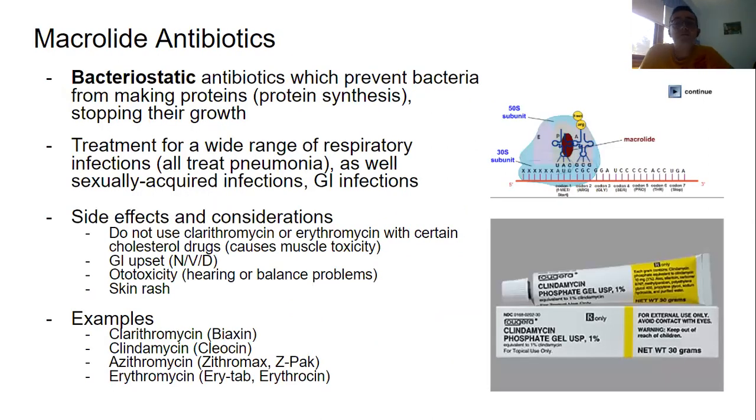Next, we move on to our macrolides. They are bacteriostatic, so they prevent the bacteria from making proteins. They don't kill the bacteria, but they stop any bacteria in the body from replicating because they are bacteriostatic. They stop them, they put them in stasis. They stop them from making proteins, or protein synthesis, and that stops the bacterial growth.